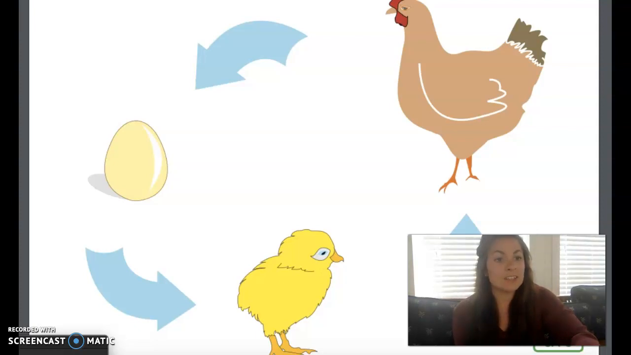A rooster fertilizes eggs before a hen lays them. The hen will care for the fertilized eggs and keep them warm. And after 21 days, the eggs will hatch and new chicks will emerge. Now that you know more about the life cycle of a chicken, which do you think came first, the chicken or the egg?